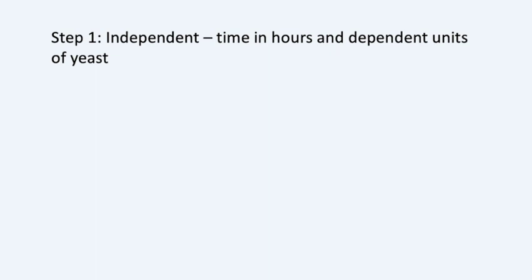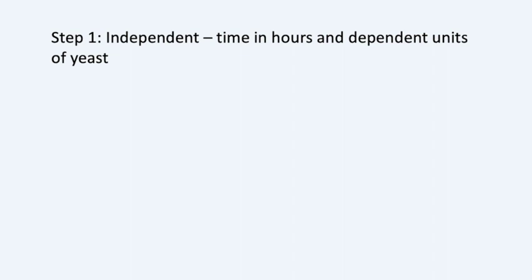So the first step is to determine the independent and dependent variables. Because the yeast is growing based on the number of hours that have passed, we're going to say that the independent variable is time and the dependent variable is the units of yeast. The units of yeast is going to depend on how much time has passed.